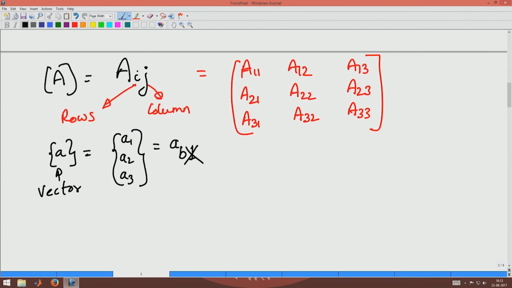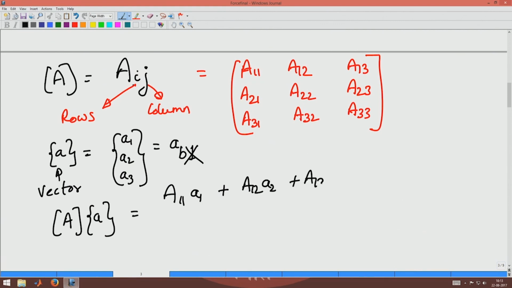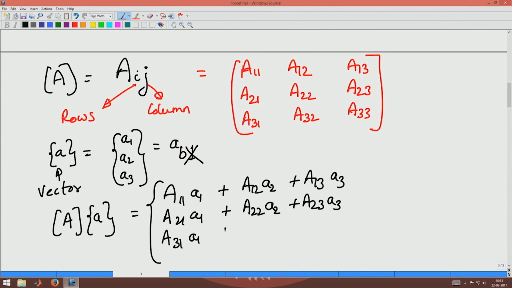Okay. Now, if I want to multiply this A matrix with this vector A, I know that it will be A11 A1 plus A12 A2 plus A13 A3, A21 A1 plus A22 A2 plus A23 A3, A31 A1 plus A32 A2 plus A33 A3.